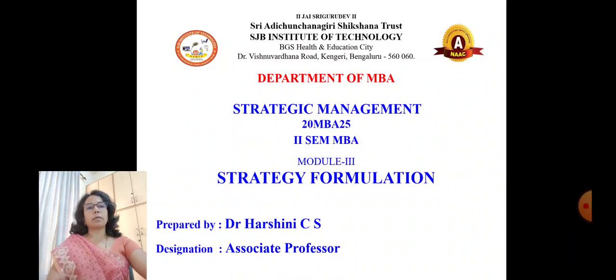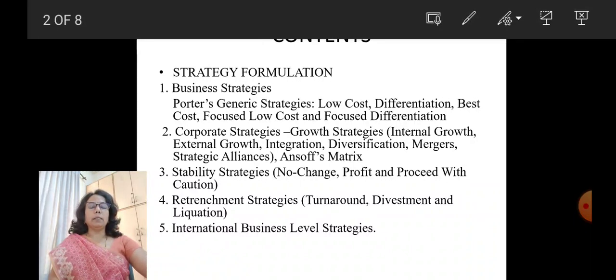This is the 11th video on strategic management and this video includes a few contents of module 3, strategic formulation. In earlier videos I had covered only low cost and differentiation under Porter's generic strategies, which is one of the business strategies. In this video I'll be covering the rest of Porter's generic strategies, which include best cost, focused low cost and focused differentiation. Corporate strategy, stability strategy, retrenchment and international business level strategies will be included in my upcoming videos.